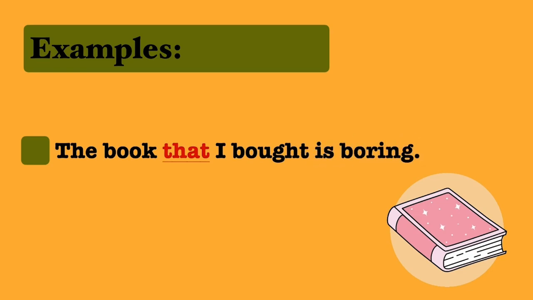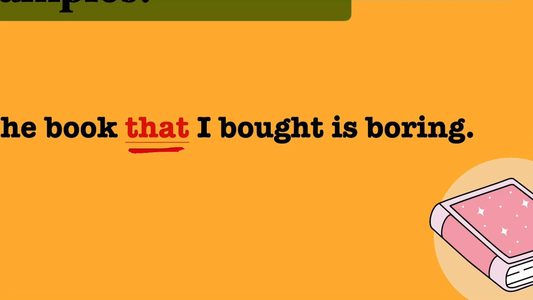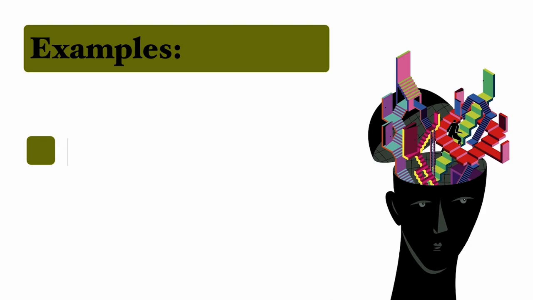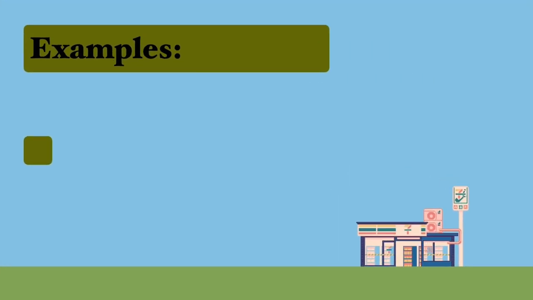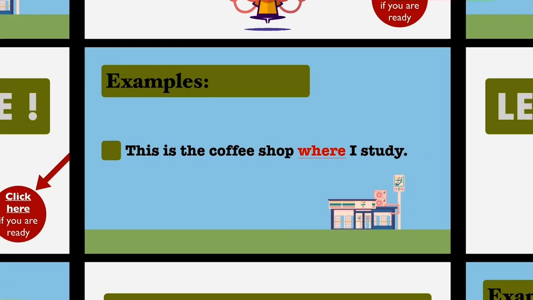The book that I bought is boring. So, as you see here, I've got the relative clause that, and I can use which instead of that if you want to. The second example is, I remember the time when I saw you. As you see, you've got the time, so I need to use when. Last one is, this is the coffee shop where I study. So I'm referring to a place, so I need to use where.